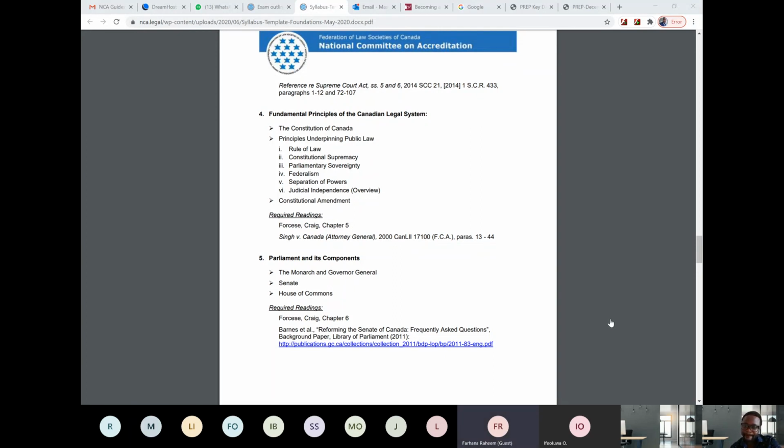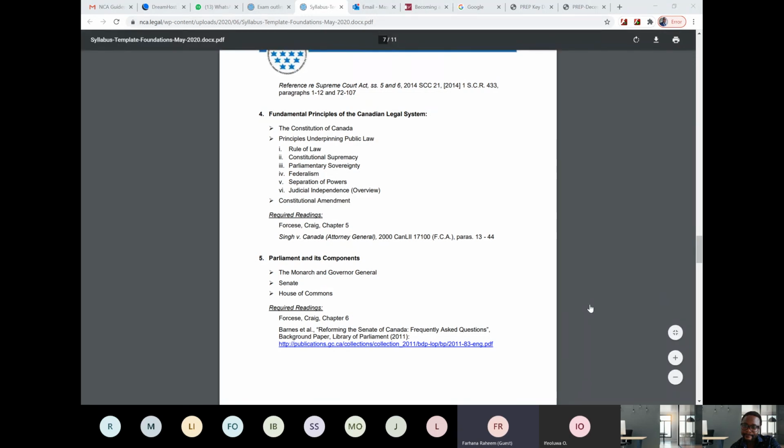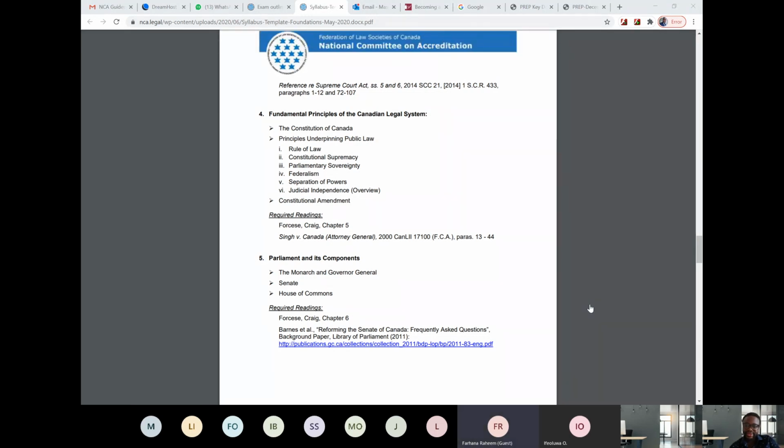It refers to the privileges and immunities of the members of the parliament. Right, that's correct. Privileges of the members of the parliament. Any other perspective?